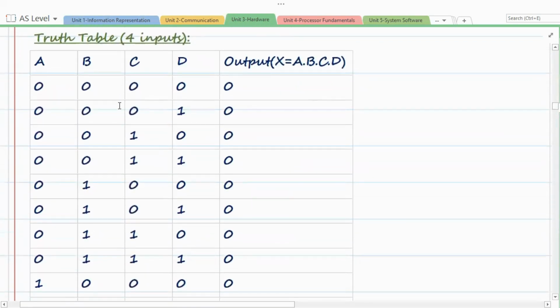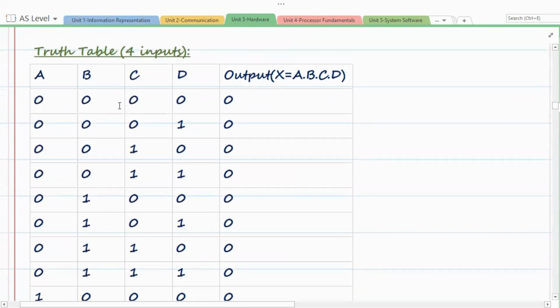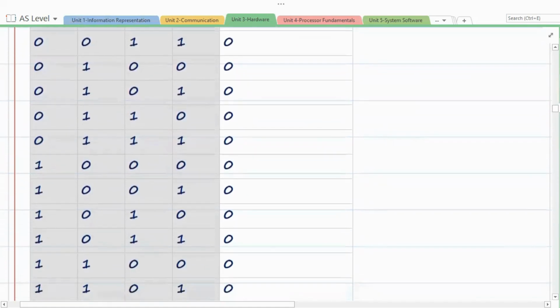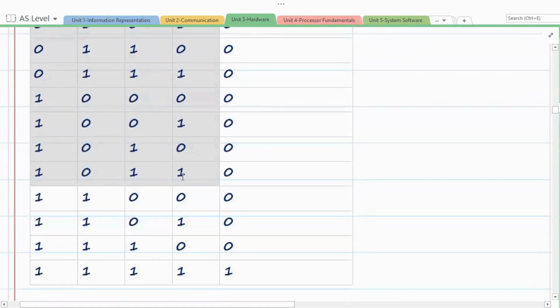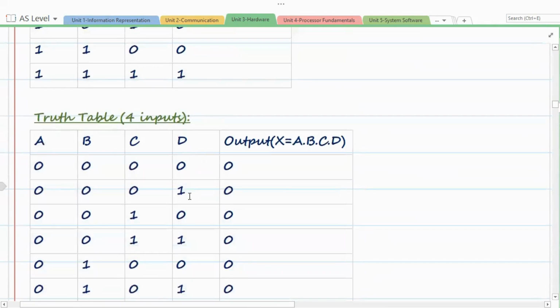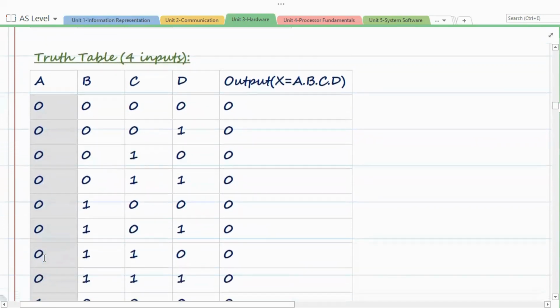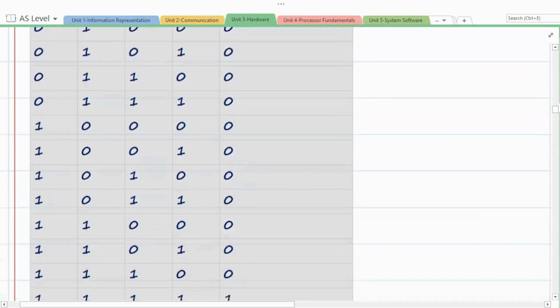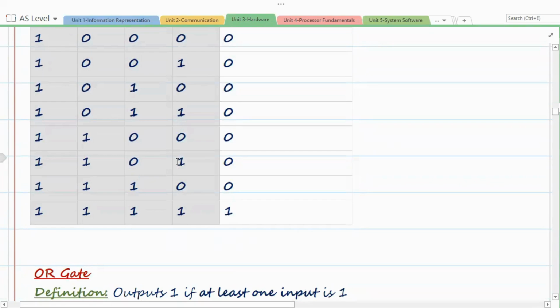Now, I have also created a table with 4 inputs: A, B, C, D. And here, these are your combinations. As I said, the first input is changing after every bit: 0, 1, 0, 1. The second one is changing after 2 bits: 0, 0, 1, 1, 0, 0, 1, 1. The third one after 4 bits: 0, 0, 0, 0, 1, 1, 1, 1. And then it is 8 zeros, 8 ones. So in total you have 16 combinations.